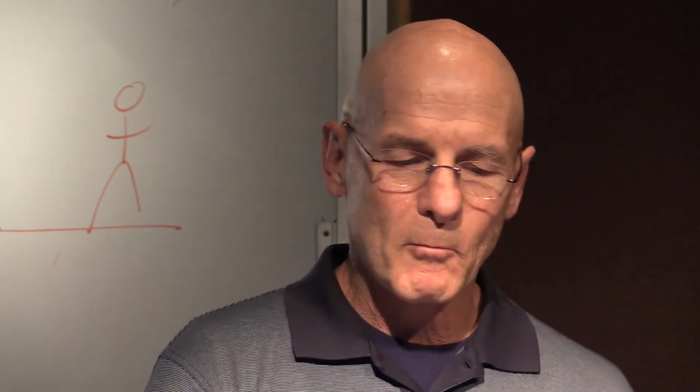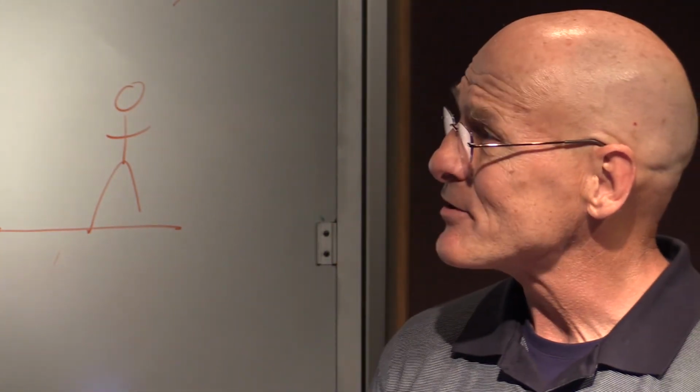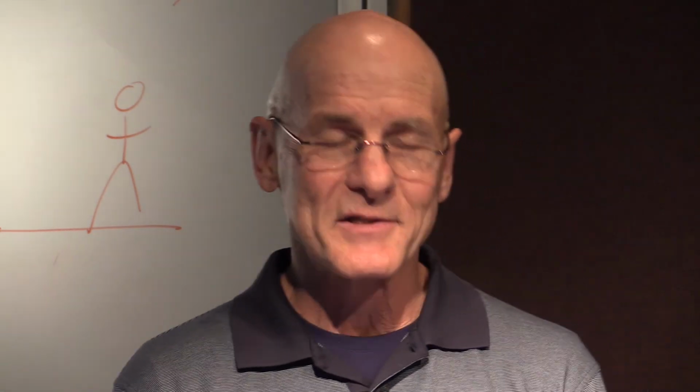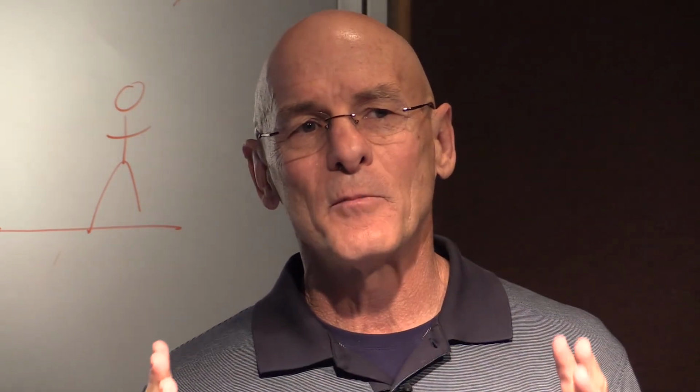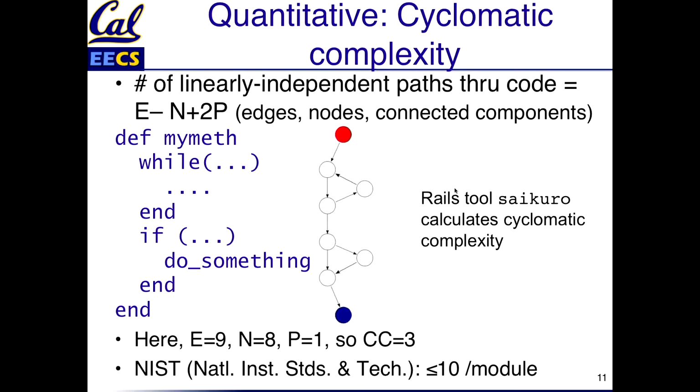But the most well-known quantitative measure is called cyclomatic complexity. The idea is to figure out how many independent paths there are through a method, because that will tell you something about what you have to do for test coverage. You have to cover all those paths.